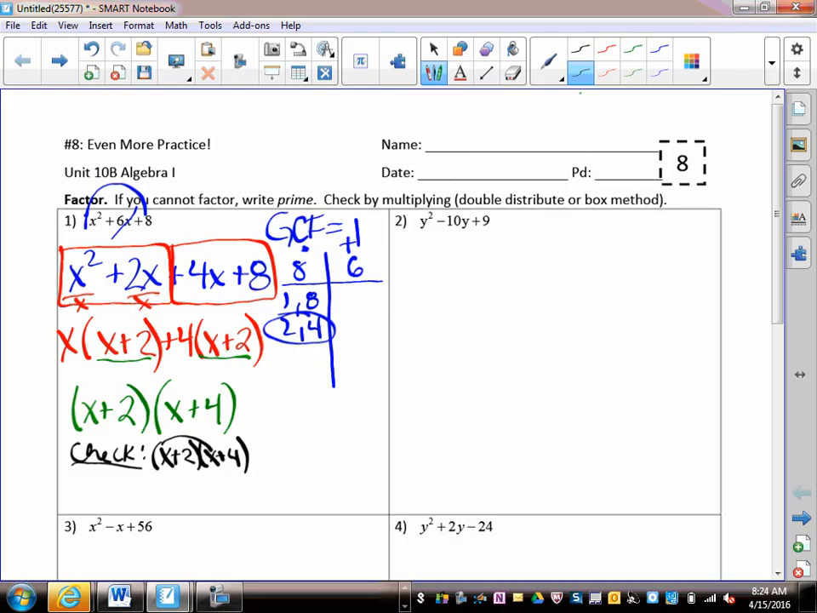Alright, when we multiply this out, I get x squared plus 4x plus 2x plus 8, which is x squared plus 6x plus 8. Does that match? Yes, okay, so that's our answer. Alright, questions on number 1.